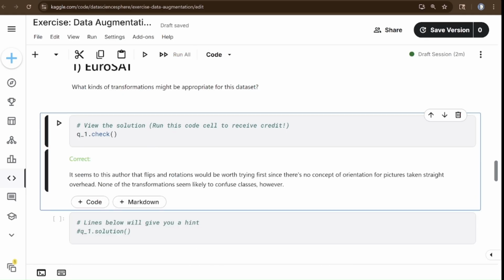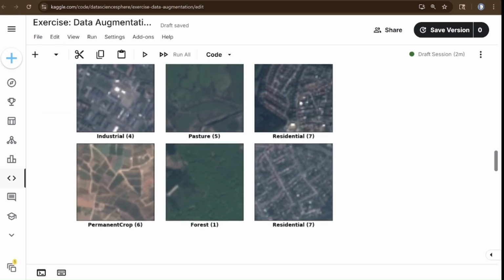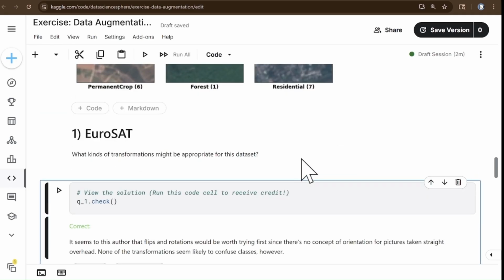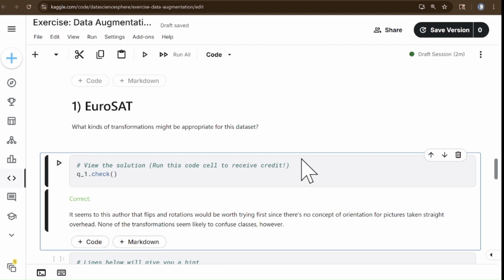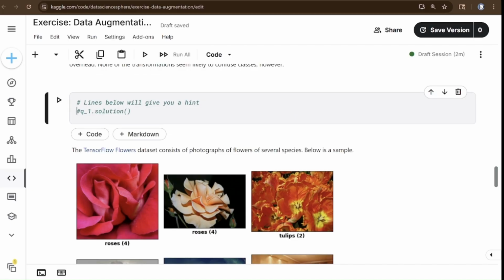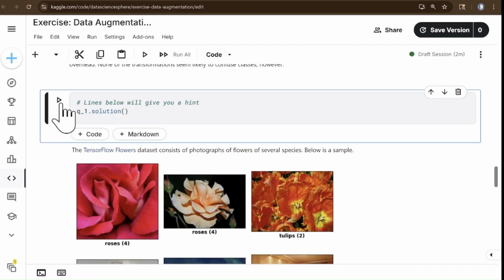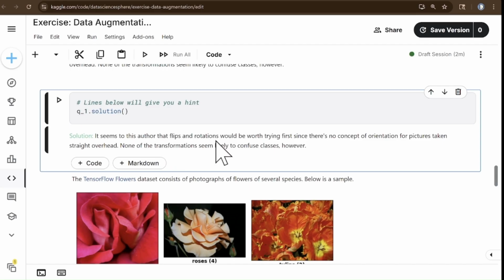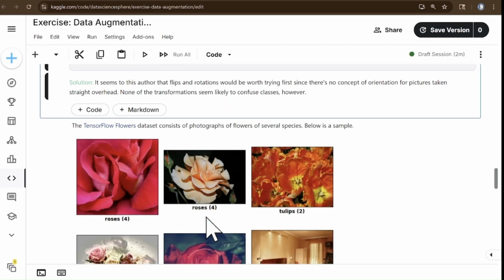It seems that flips and rotations would be worth trying first since there is no concept of orientation for pictures taken straight overhead. So if you just flip it or you make some rotations, it will not affect. So it will be better. You will get more data, right? Now let's see the solution. It seems to the author that flips and rotations would be the same. They have said the same thing.